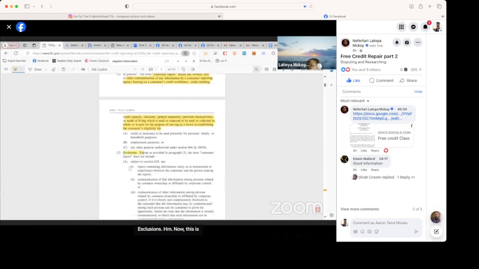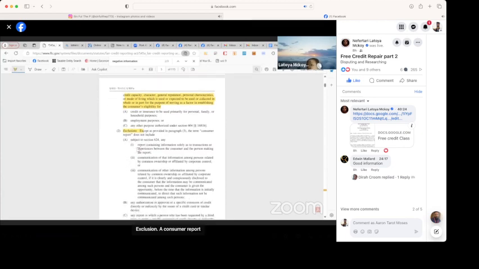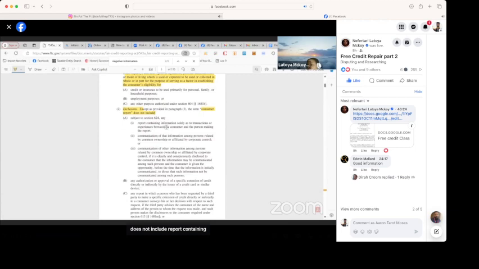Exclusions. Now, this is going to be some tea here. A consumer report does not include any report containing information solely as to transactions or experiences between the consumer and the person making the report. That sounds like transactions or experiences. So that tells me late payments should be excluded. It shouldn't be my transactions, because I'm transacting business and my experience with this company. So you're reporting my experience, late payments, that should be excluded. That shouldn't even be on the credit report.